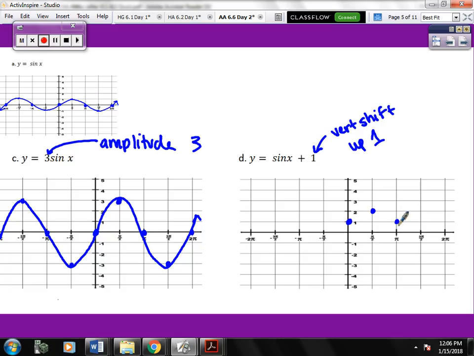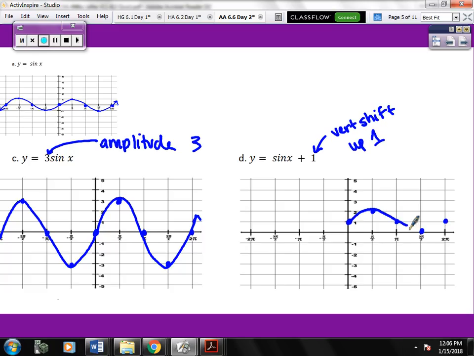That's why I always put the parent function on the same page so you can reference it as you go. At 3 pi over 2, it was at -1. Shift that up 1 unit. It goes to 0. And then back to 1. And then usually that's enough points to be able to figure out the pattern. But if not, go and do the negative side also.